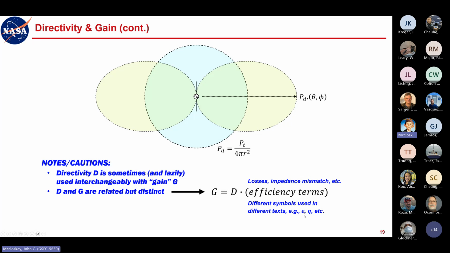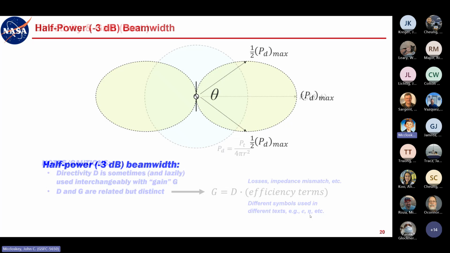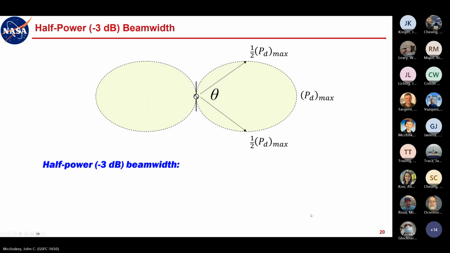Well, we use E as our exponential, 2.718 and so forth, or eta, which we also use for impedance. So I'm just showing you that you might see these different terms, but just pay attention to context. Okay, so anyway, that's as much as I'm going to say about that.